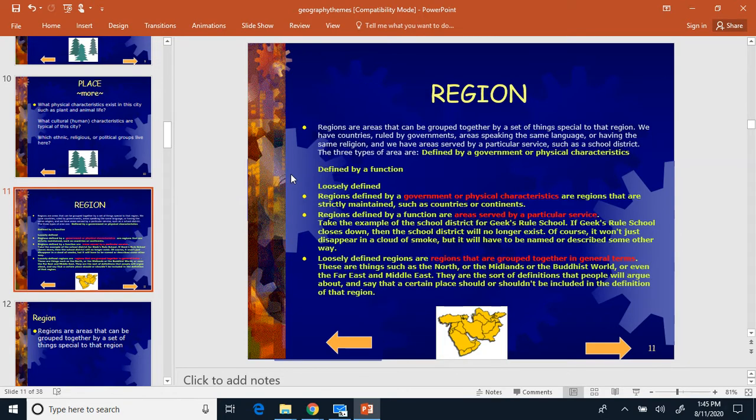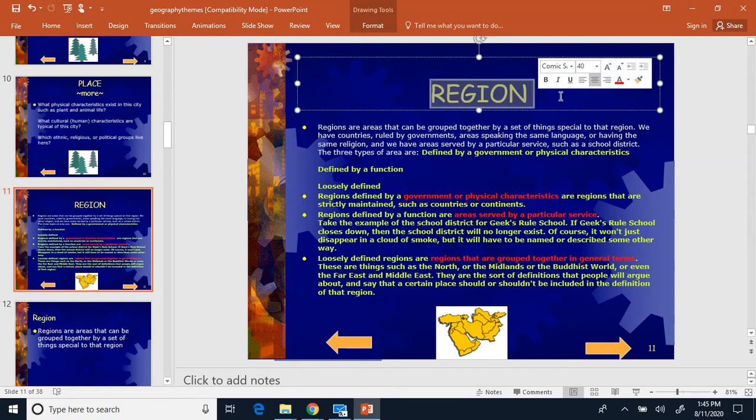Next thing to talk about is region. Now, regions are areas. Oh, sorry. Make a bullet. Write down region. So make a bullet. Write down region.